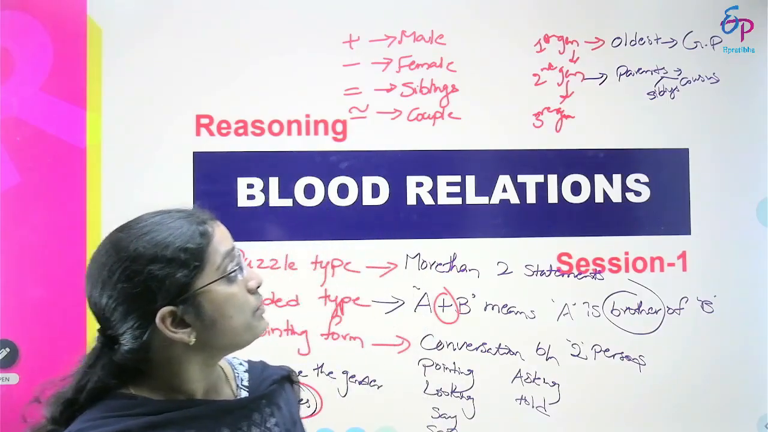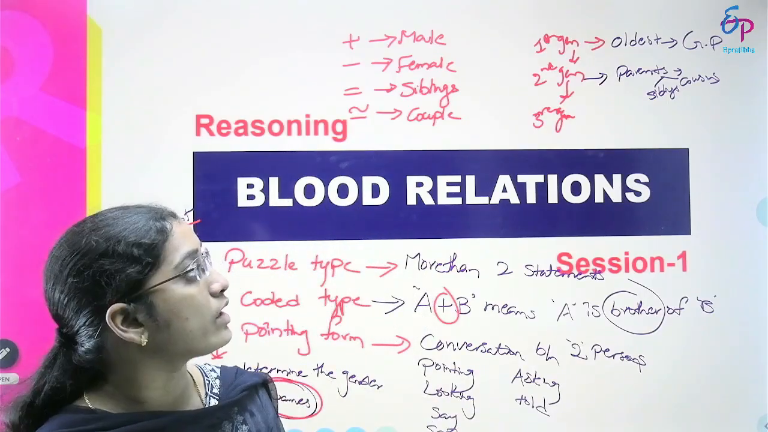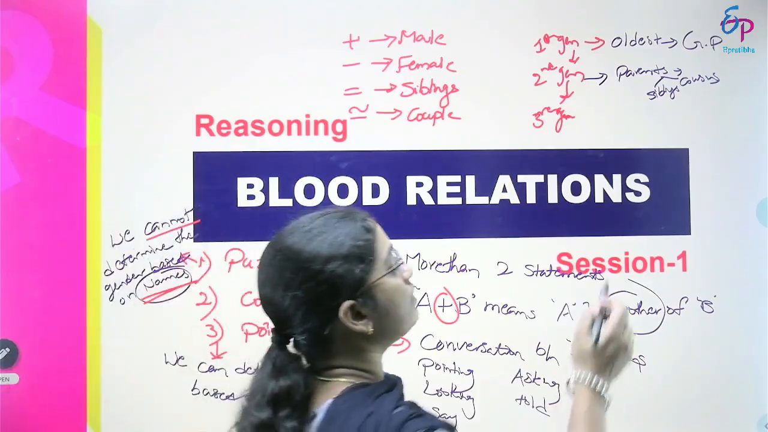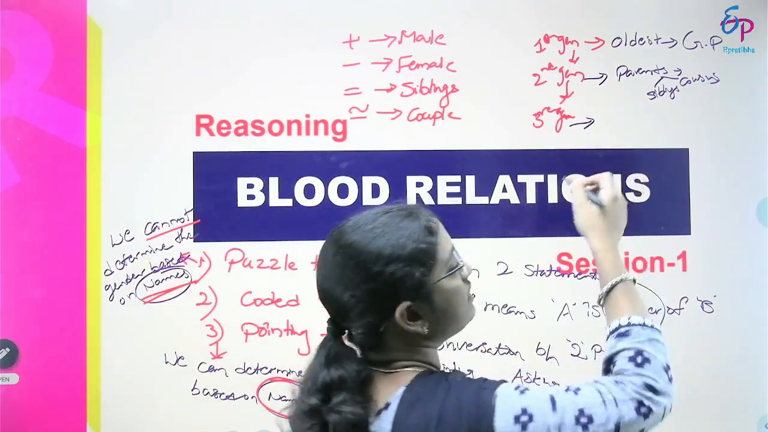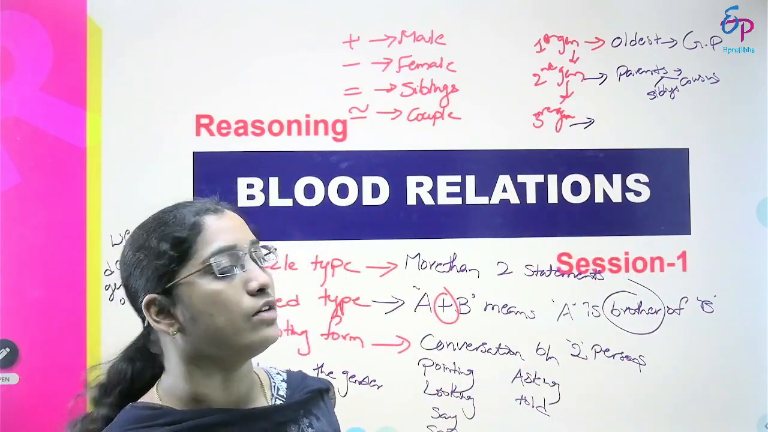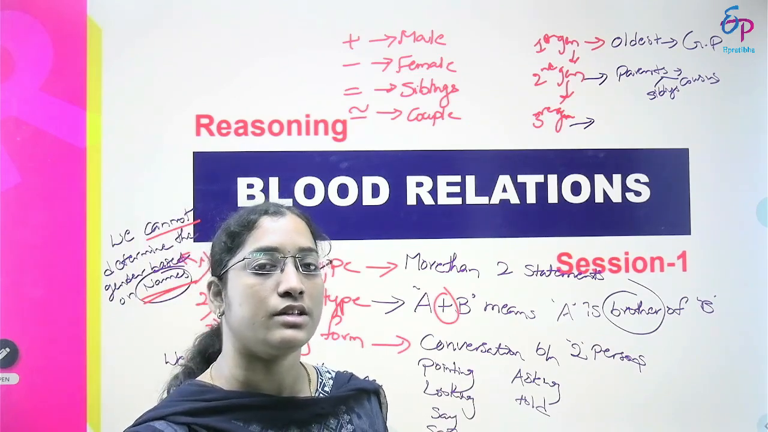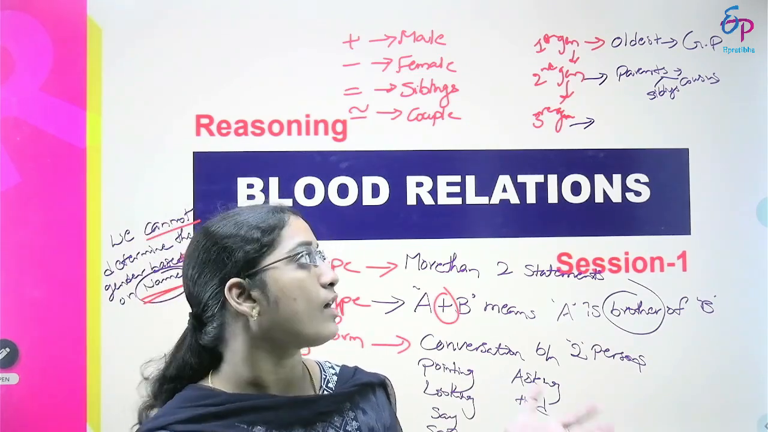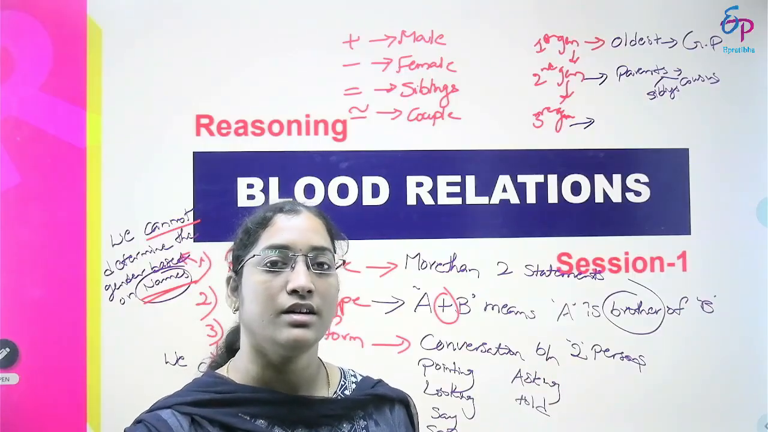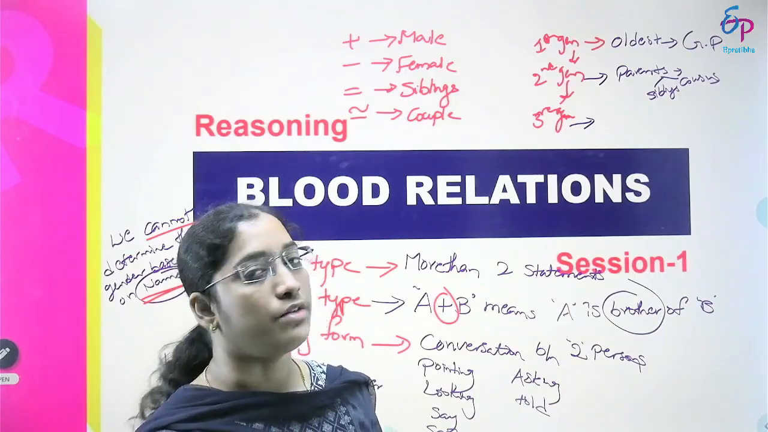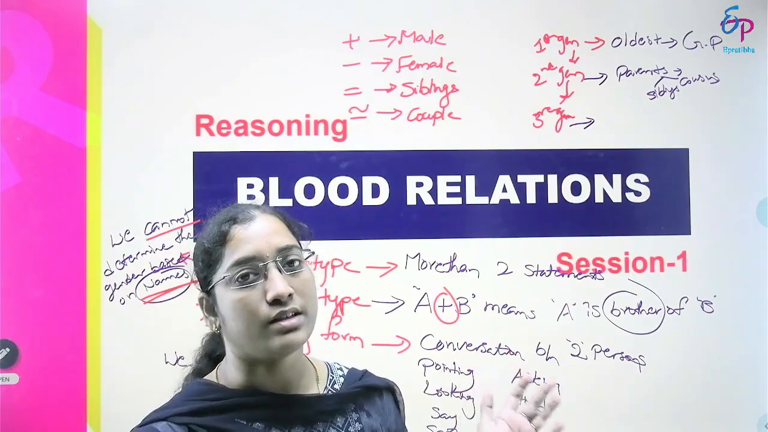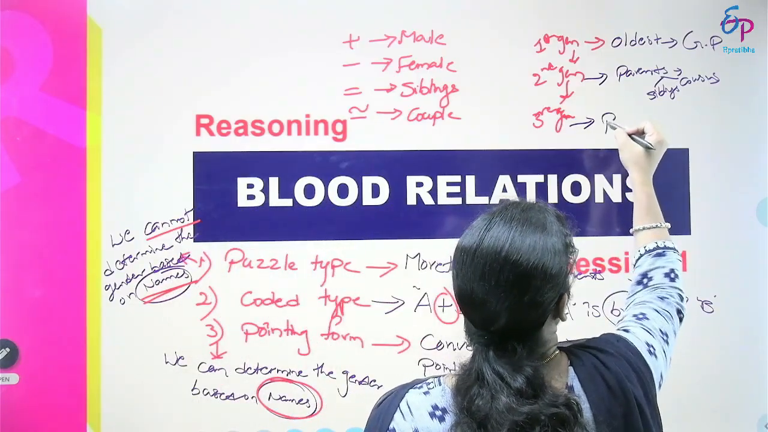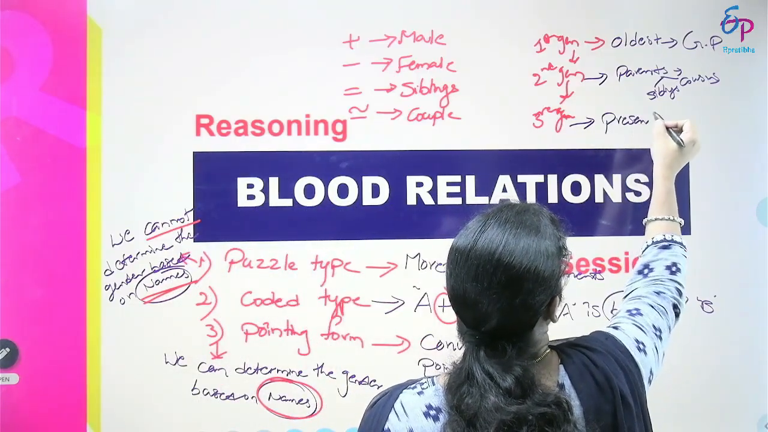Then the third generation. The third generation is the present generation, friends. All of us are in the present generation only, that means in the third generation. In the third generation we have ourselves, our siblings and our cousins, right? All of us are included in the third generation. That is the present generation.